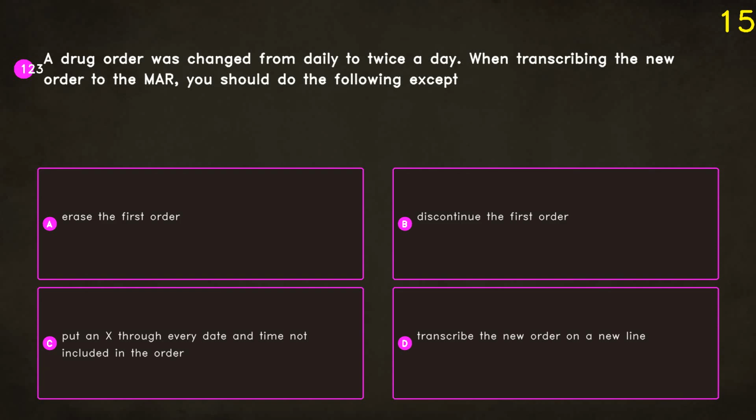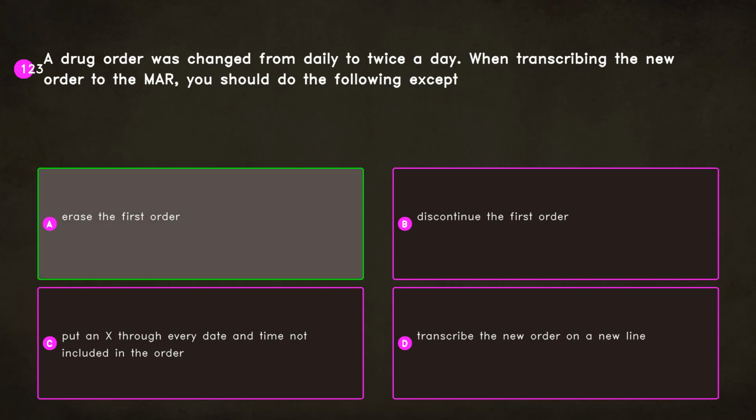Question 123. A drug order was changed from daily to twice a day. When transcribing the new order to the MAR, you should do the following except A. erase the first order. B. discontinue the first order. C. put an X through every date and time not included in the order. D. transcribe the new order on a new line. The correct answer is erase the first order.